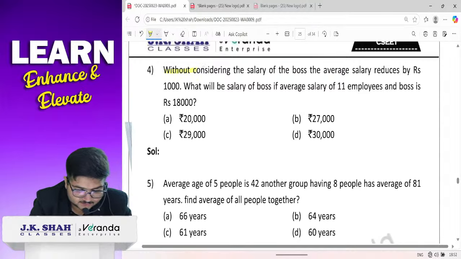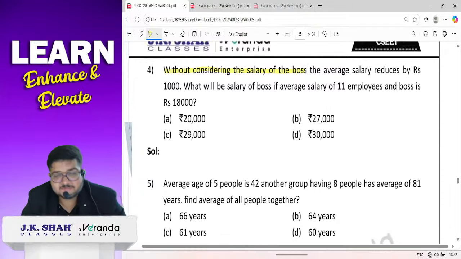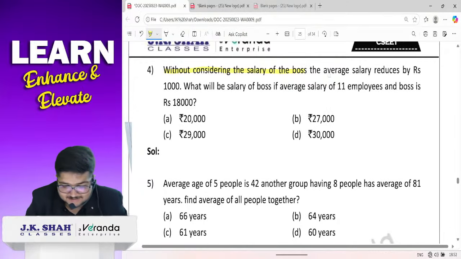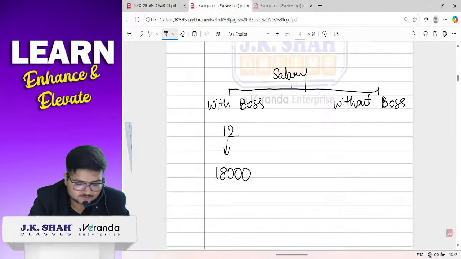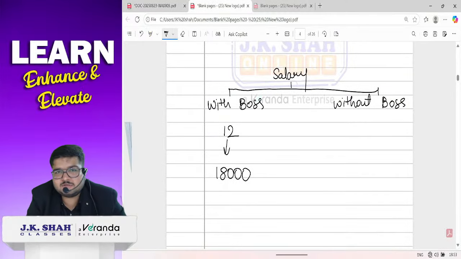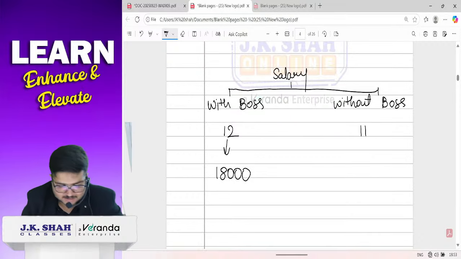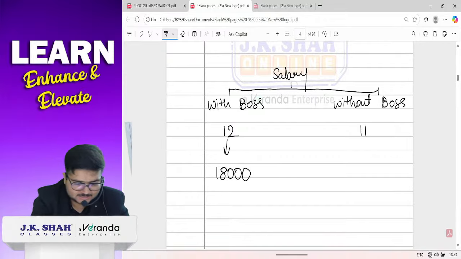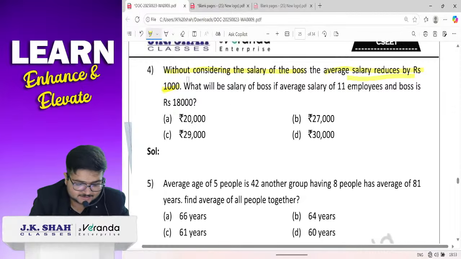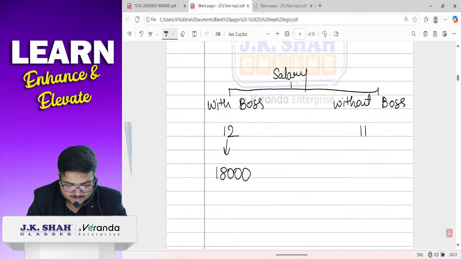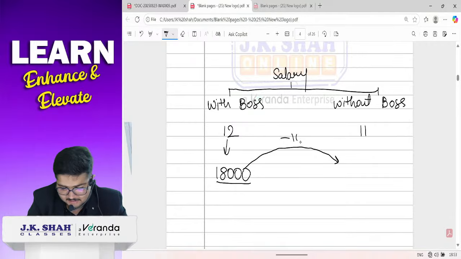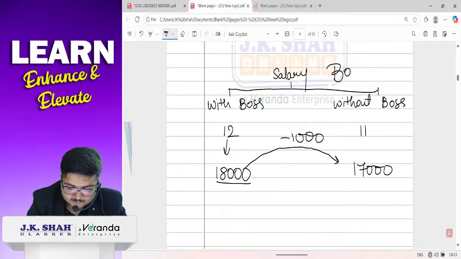First sentence: without considering the salary of the boss. That means if you don't consider the boss, then the average salary will reduce by 1000. That means it will be only employees. There are only 11 employees. We have not considered the boss. The question tells that the average will reduce by 1000 if you don't consider the boss. So the average, which is 18,000 right now, will be reduced by 1000. Thus the new average will be 17,000.